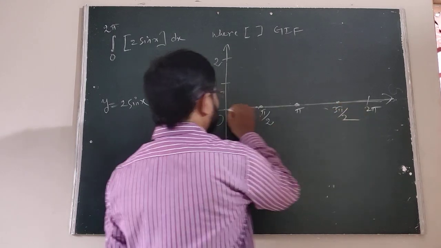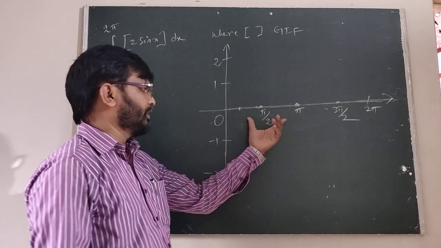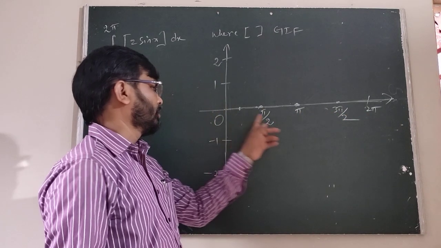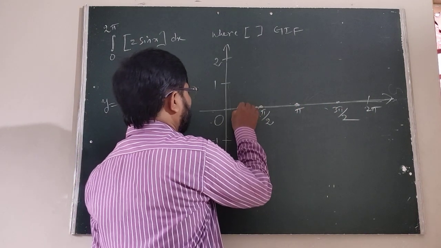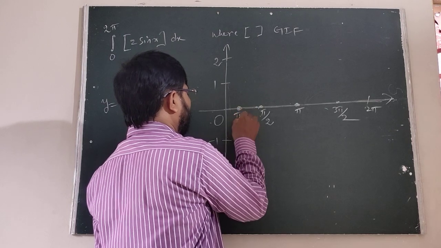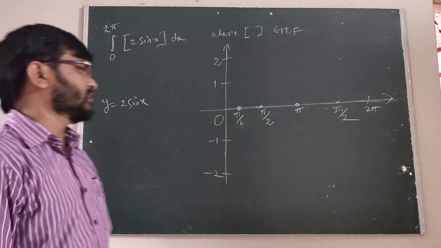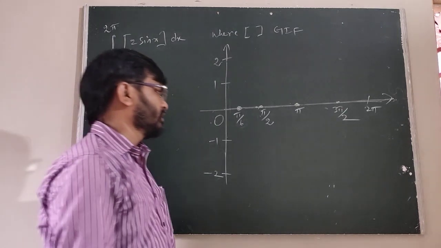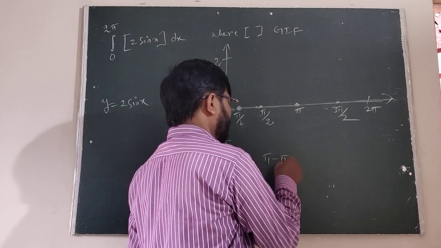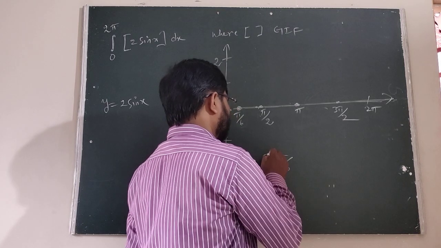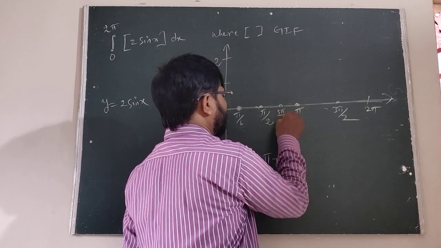Is it clear? 0 to 2 pi is there. The middle is pi. The middle of this is 90. Now this is 3 pi by 2. 0, 90, 180, 270, 2 pi. Undoubtedly this is pi by 6, 30. We have to know that pi minus 30 is 150, that is pi minus pi by 6. This is in the second quadrant, that is 5 pi by 6.